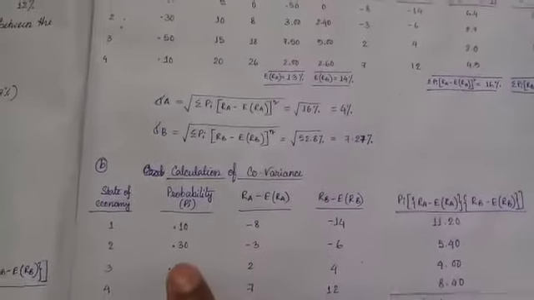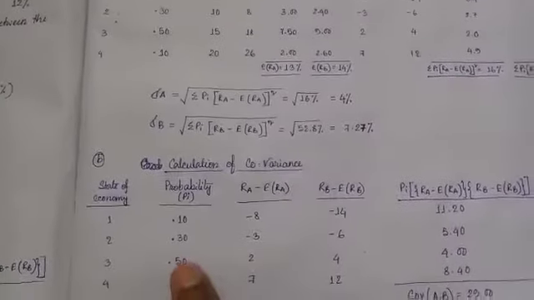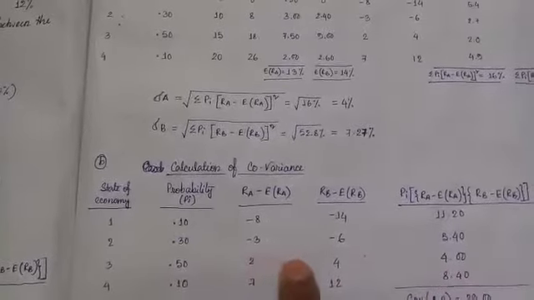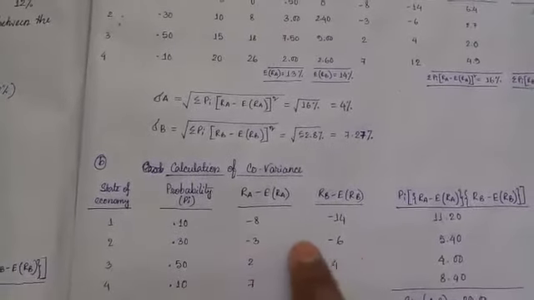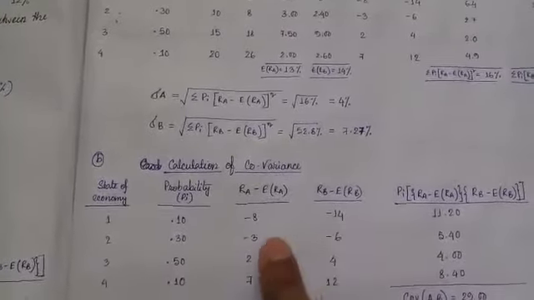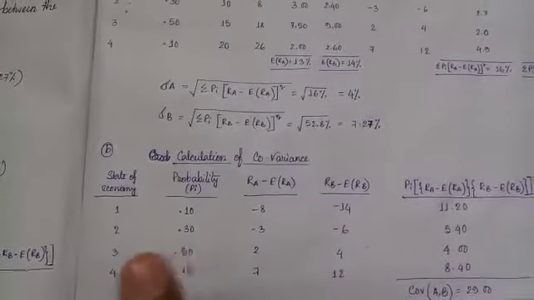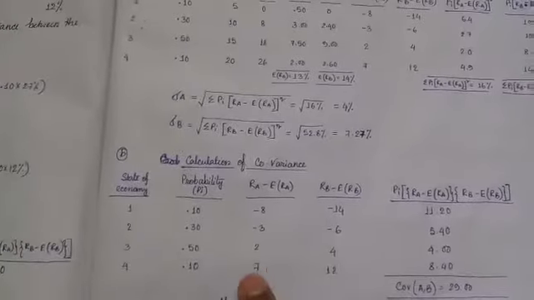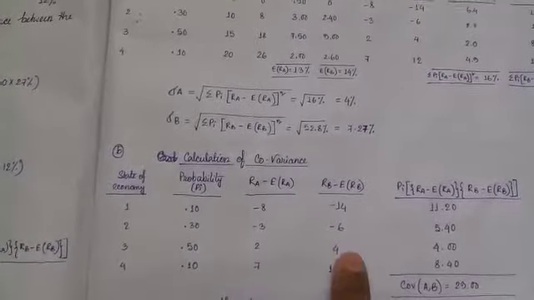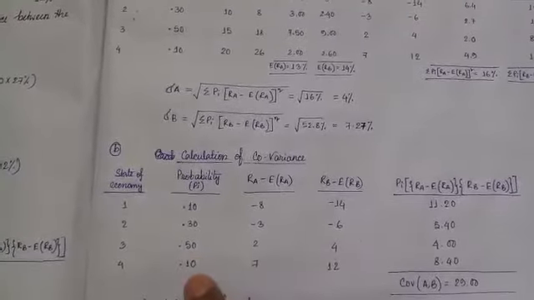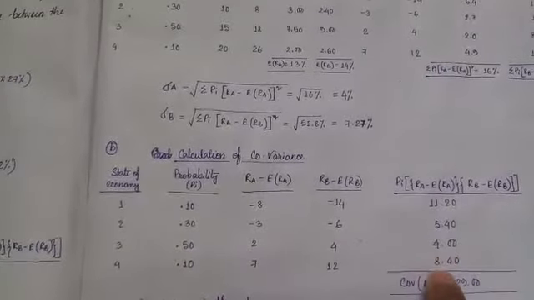For third states of nature, here the joint deviation comes to 2 into 4, that means 8, and if this 8 is multiplied with the probability factor, then it comes to 4. For fourth state of nature, the joint deviation is 7 into 12, that means 84, and if this 84 is multiplied with the probability of 0.1, then the result comes to 8.4.